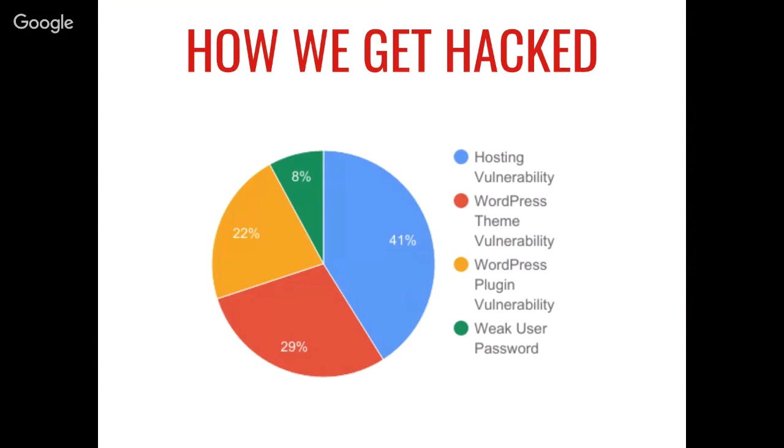About 29% of the time, it is a theme vulnerability. So something's written into the theme that caused a problem. About 22%, it's a WordPress plugin vulnerability. And obviously, the older your plugin is, the more likely it is that you may have those kinds of vulnerabilities. So keeping things up to date is critical. And then 8% of the time, it's because of a weak user password, which is to say that it's a good old-fashioned hack where somebody guesses at an ID and a password and gets in. And we'll talk some more about that too.